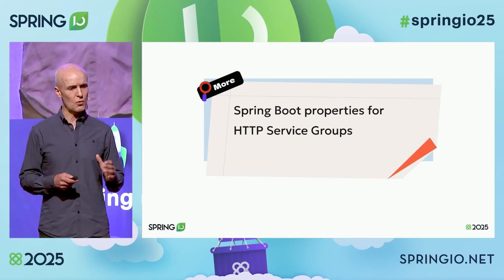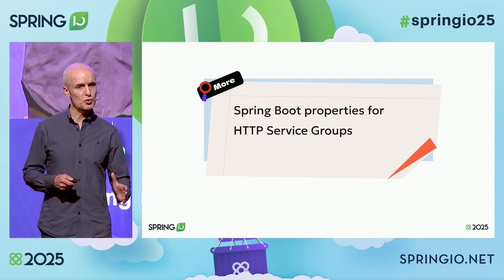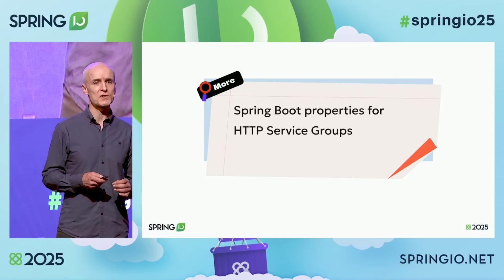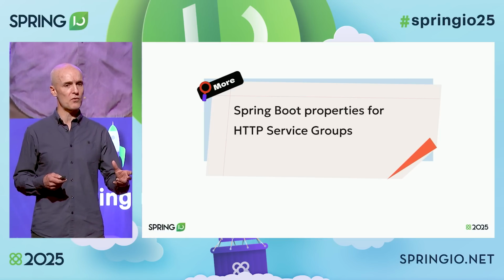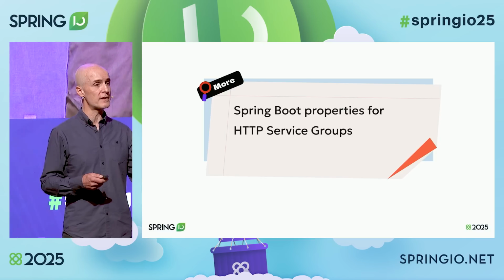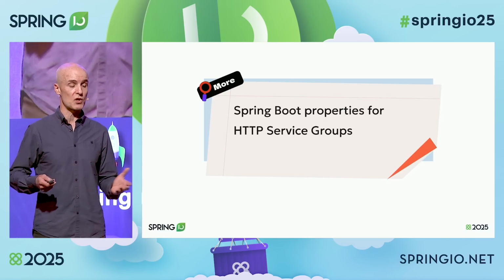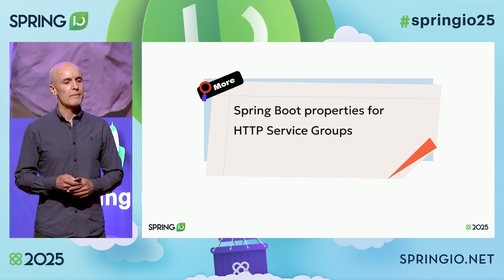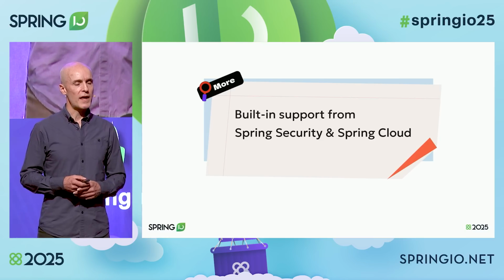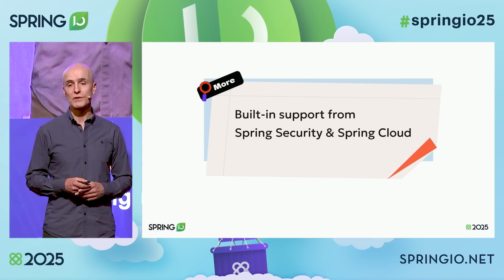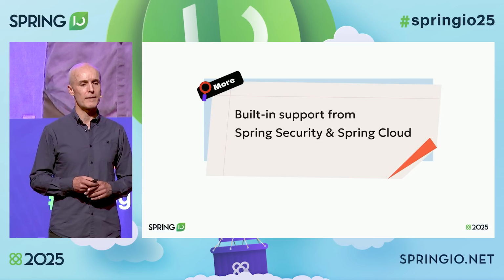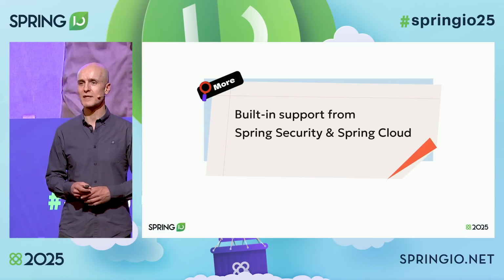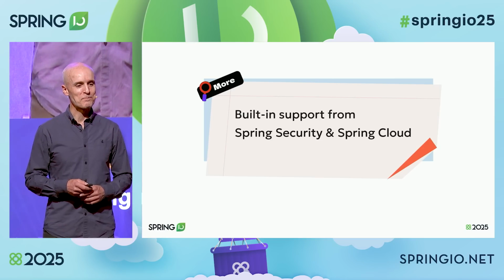There's a lot more to show. There are Spring Boot properties for HTTP service interfaces, so you can do read timeouts, connect timeouts, very powerful configuration for individual clients all at the same time, so this is something new for Spring Boot, through hierarchical properties. And there's also built-in configuration already coming for Spring Security 5.0, excuse me, and Spring Cloud 5.0.